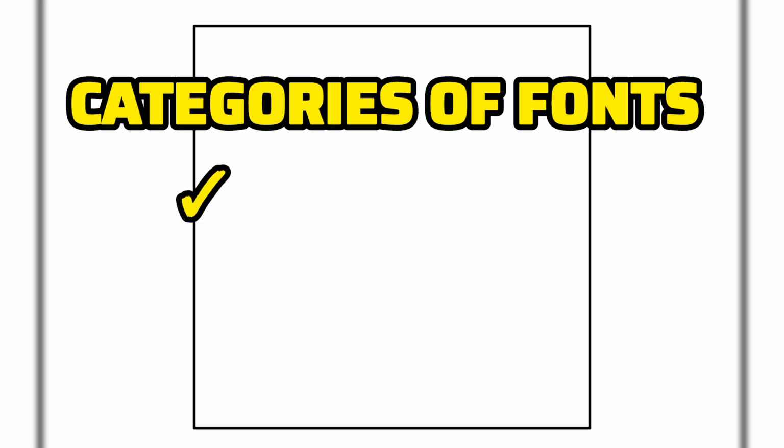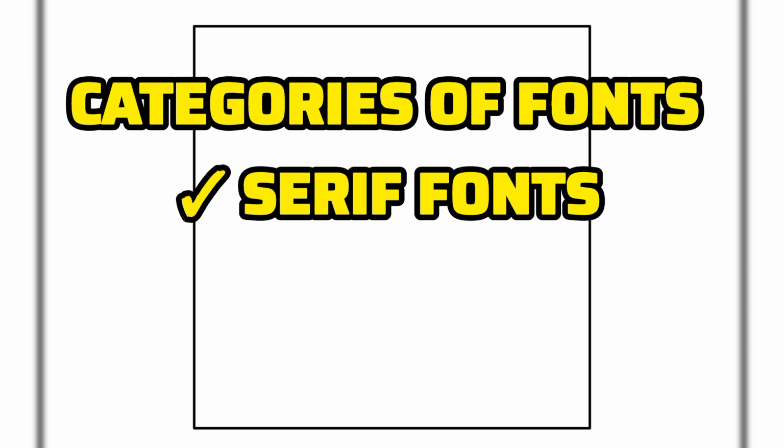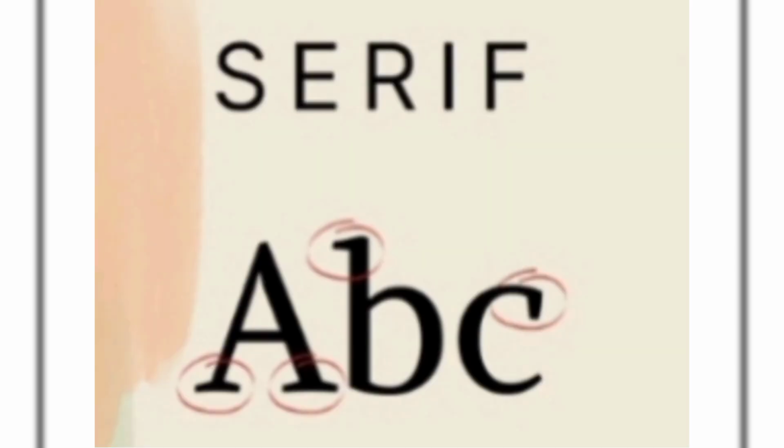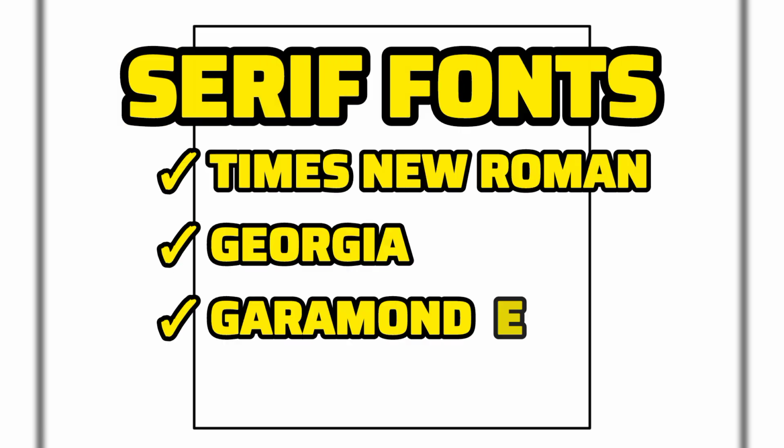We have serif font. These fonts have small feet or strokes at the end of letters. So when you want to identify a serif font, you always see strokes at the end of a letter. For example, we have Times New Roman, we have Georgia. There are many examples. When you go online, you just search for serif font and you will see so many examples there.